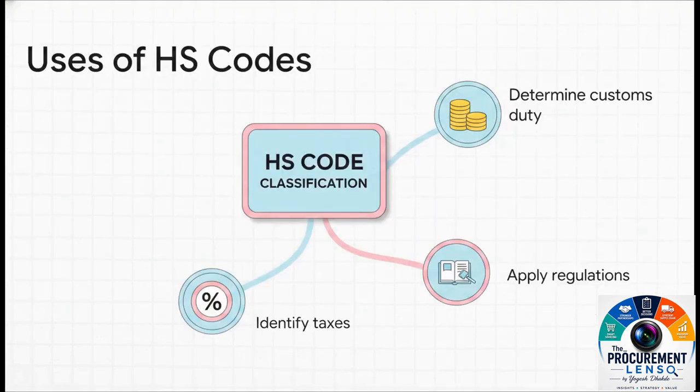Now, this system really serves three core purposes. These codes aren't just for some back-end record keeping. They directly determine your customs duty, they apply specific import and export regulations, and they identify all the applicable taxes. Long story short, this little code dictates the absolute rules of the game for your specific shipment.